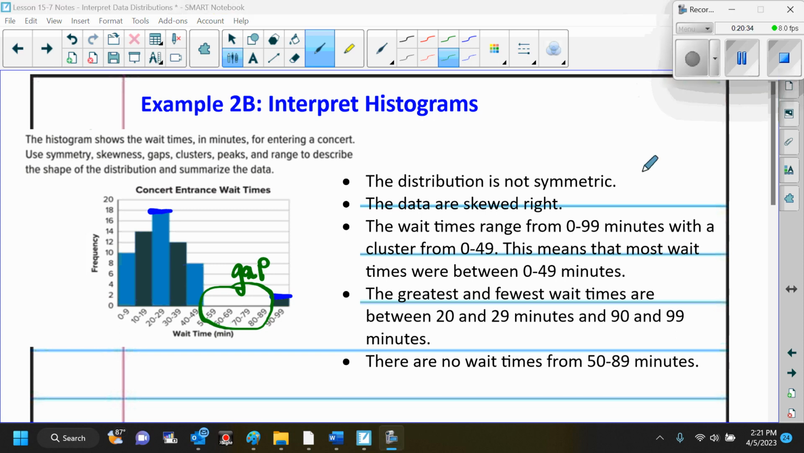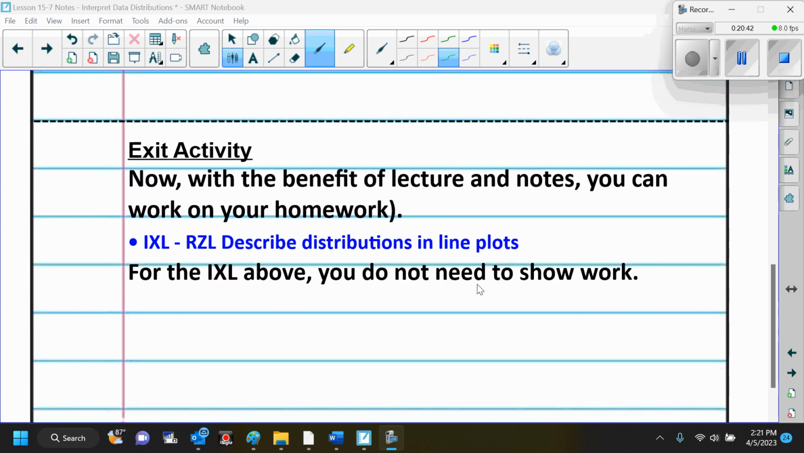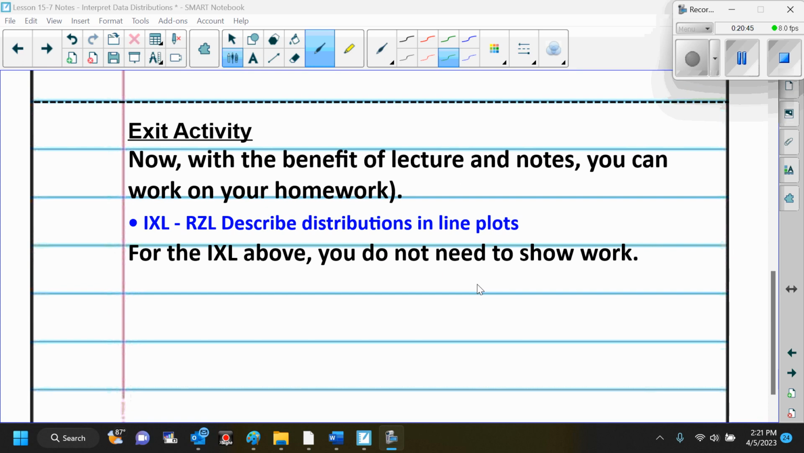All right, so that is interpreting line plots and histograms and the data distribution. So now you can work on your homework, which is IXL, and it's describe distributions in the line plot. And you notice you didn't really have to show any work for this one. So for this IXL, you don't have to show any work.